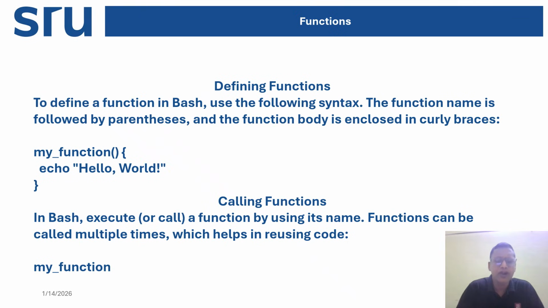Next, how to call a function. Calling a function in the Bash shell executes a function by using its name only. Functions can be called multiple times, which helps in reusing the code. So that is the important point: reuse of code is possible through the concept of functions only. So here, how to call a function? Just write the name of the function only, then automatically that specific function will be called and the corresponding code will be executed. Okay.